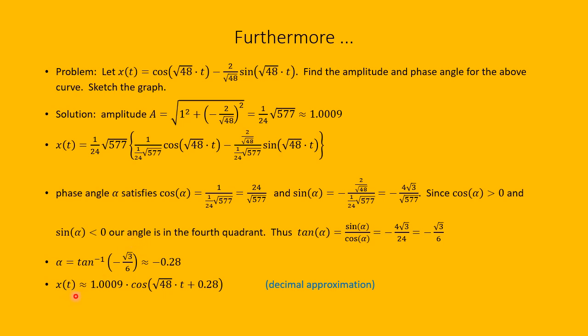So x of t is approximately 1.0009, did I say too many zeros? I'm not sure, times cosine of the square root of 48 times t minus minus 0.28, which is plus 0.28. So this is a decimal approximation of the position of that mass at time t.